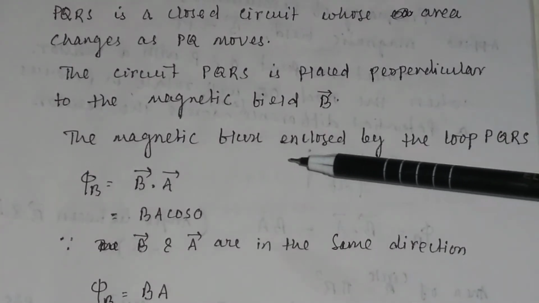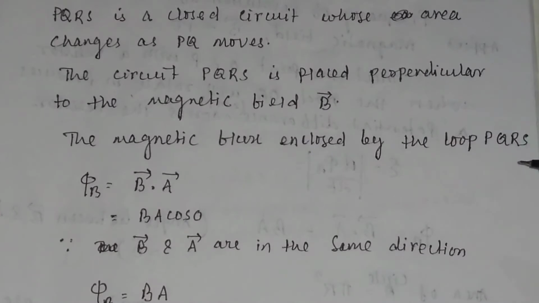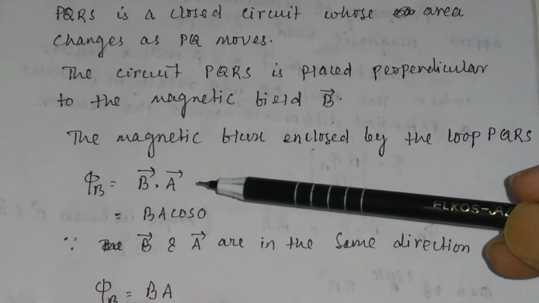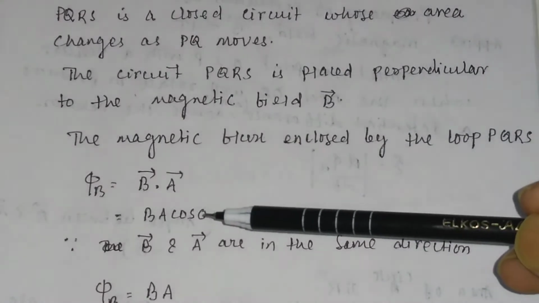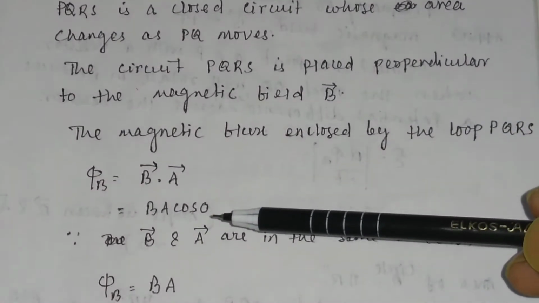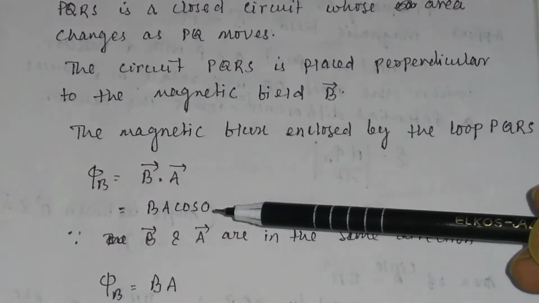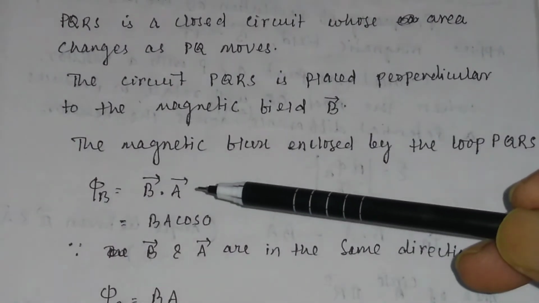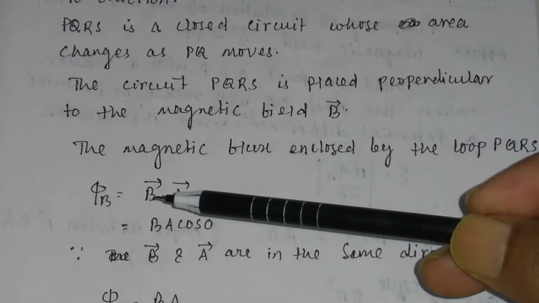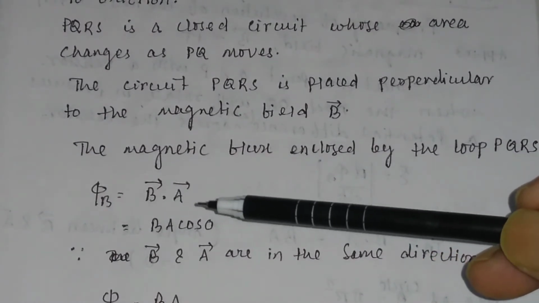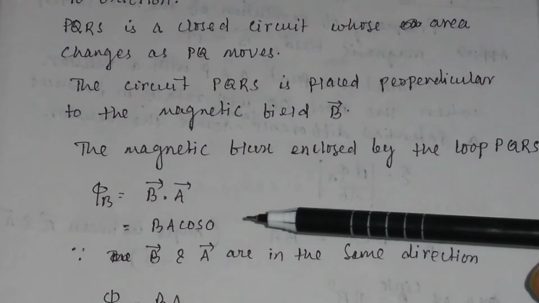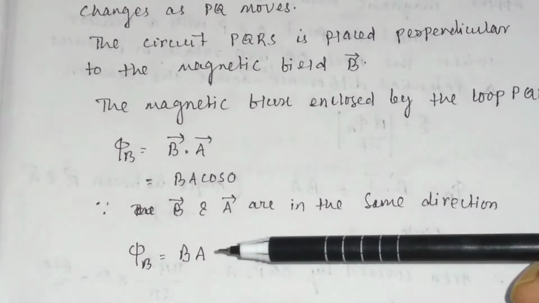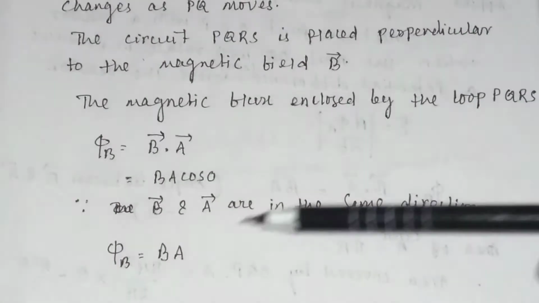We know the magnetic flux enclosed by the loop PQRS will be B dot A, and it is equal to BA cos theta. Here theta is equal to 0 degrees, because the direction of the area vector and the magnetic field vector are the same, or the angle between them is 0 degrees. So phi B, the magnetic flux, will be equal to B into A.